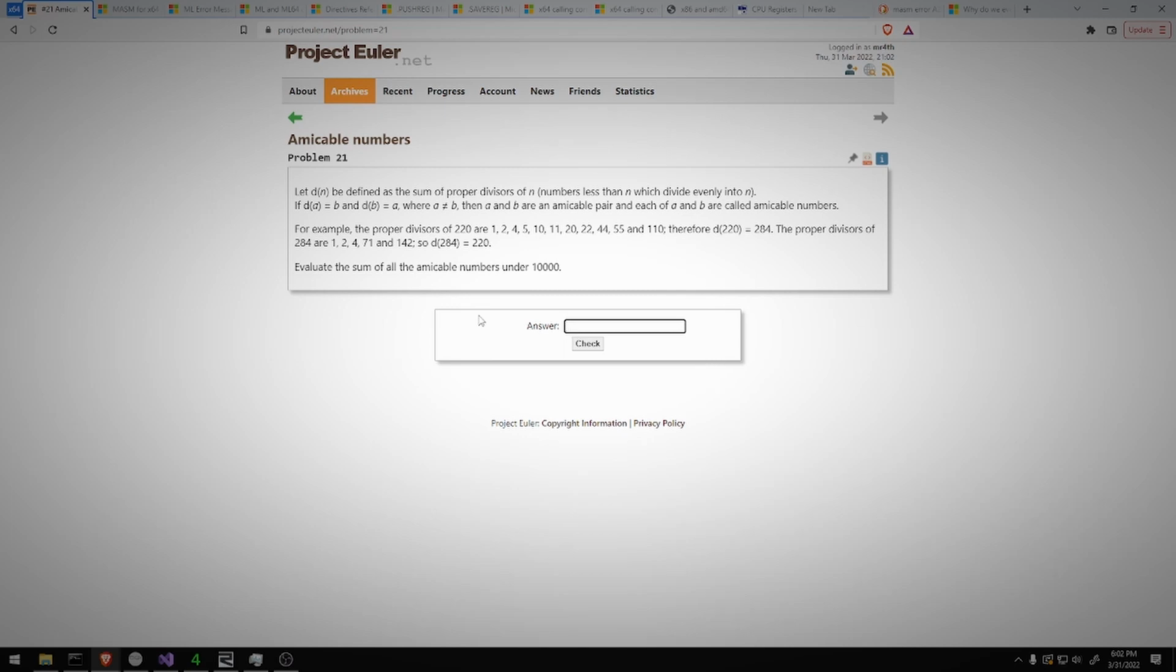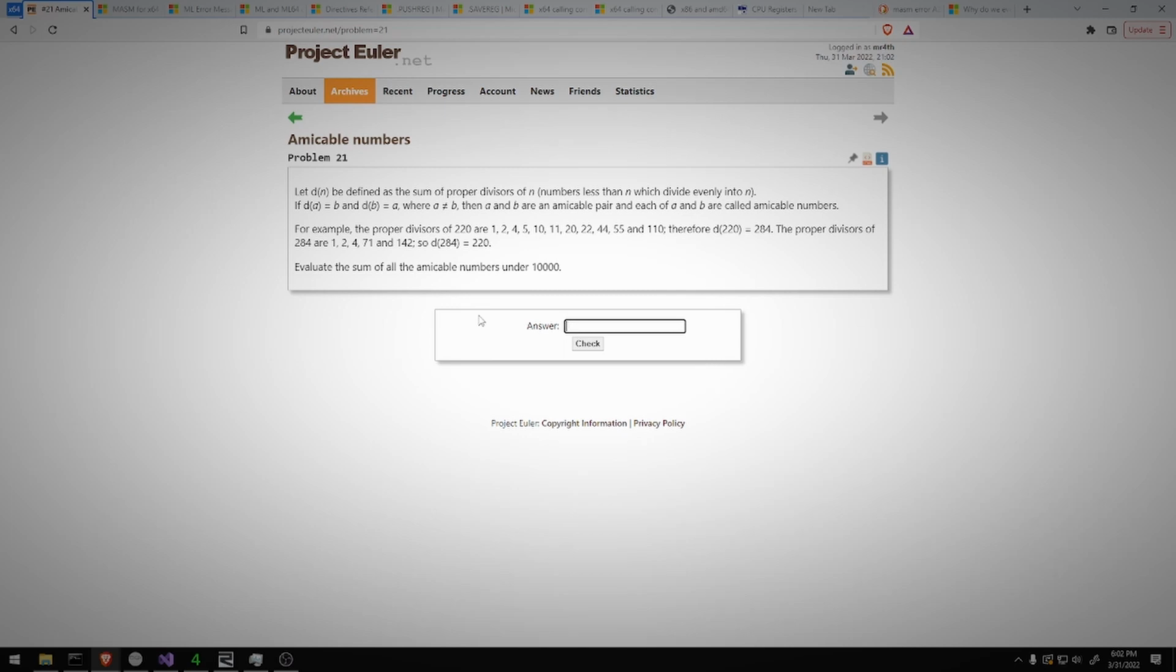For example, the proper divisors of 220 are 1, 2, 4, 5, 10, 11, 20, 22, 44, 55, and 110. Therefore, d of 220 is 284. The proper divisors of 284 are 1, 2, 4, 71, and 142. So d of 284 equals 220.